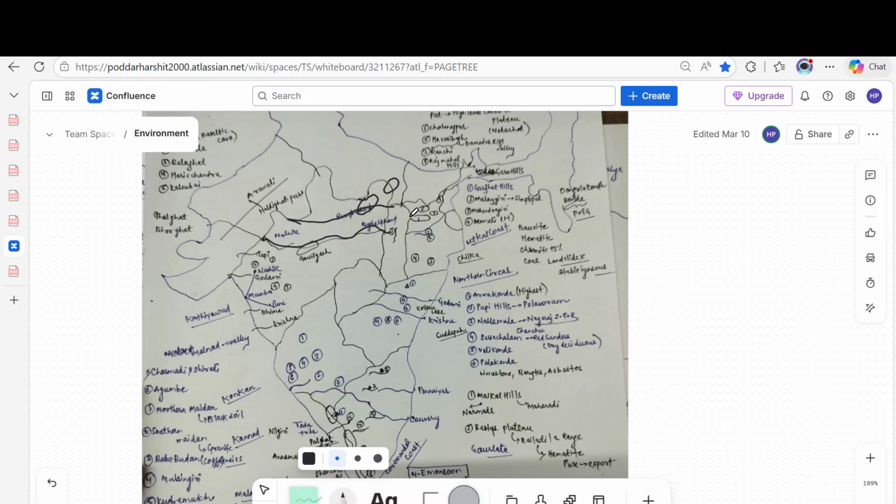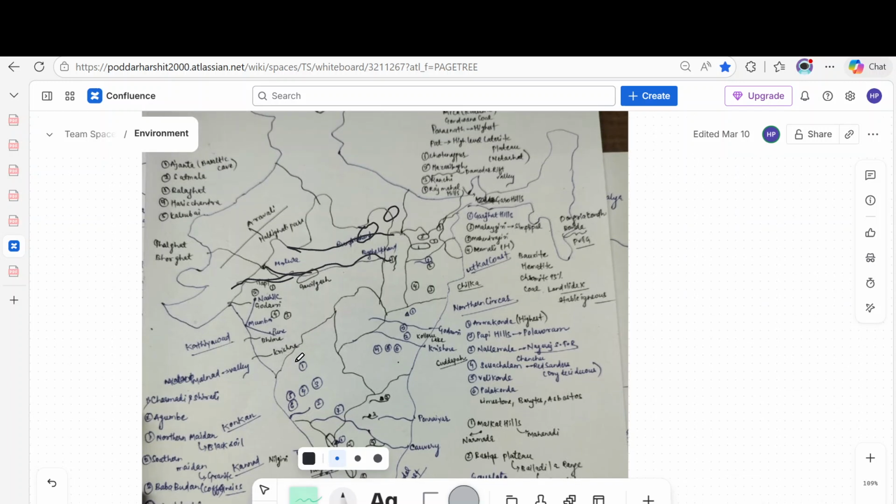Then we go to Maharashtra. In Maharashtra, we basically bifurcate by river system. At the very top, we need to find the origin of the Tapi River. The Tapi flows from MP. Then there is the Godavari, the Bhima River, and the Krishna River. So Tapi, Godavari, Bhima, and Krishna.